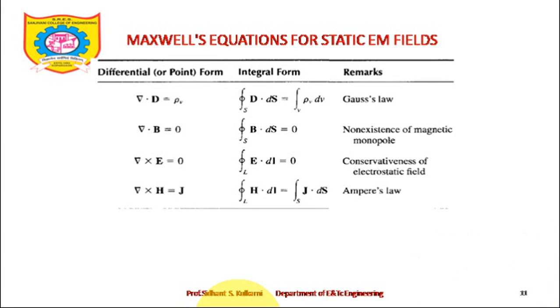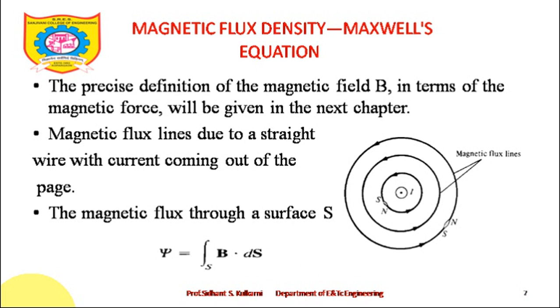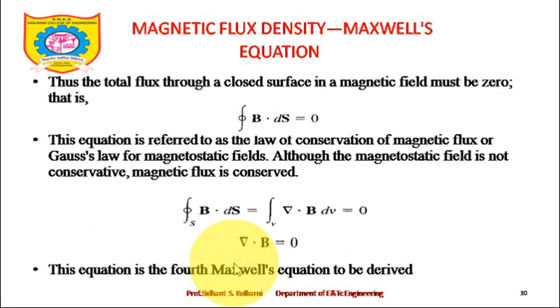Welcome back, friends. In the previous lecture we started with magnetic flux density. We went through certain things related to the magnetic flux density. Then we understood the non-existence of the magnetic monopole, and finally came to the conclusion that del dot B bar is equal to 0, which is Maxwell's equation.